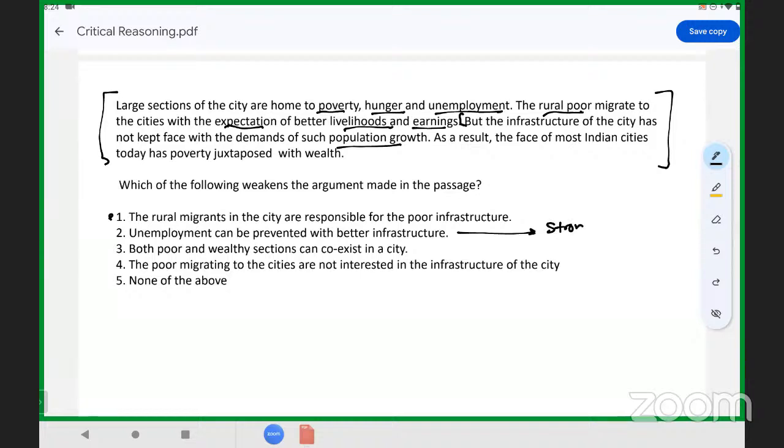Okay, so this strengthens the above argument given in the passage. So what we need is something that weakens the passage. So this won't be the answer.